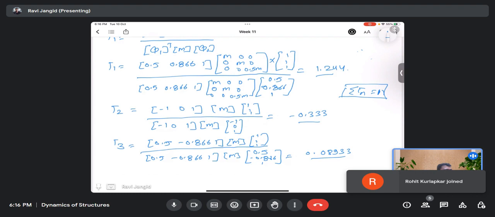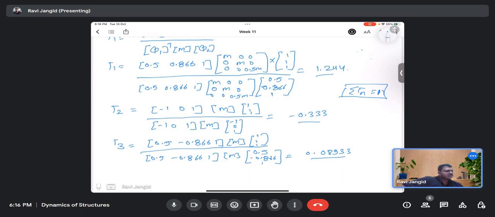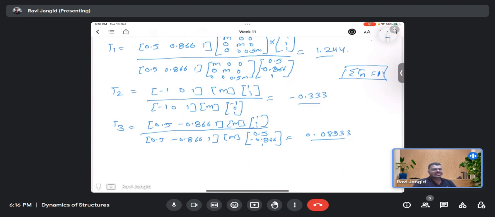So did you find where you made the mistake in finding gamma 1? Yes, sir, I'm checking. Try this if you have any issues. Then after finding gamma 1, gamma 2, gamma 3, we can find the modal expansion.